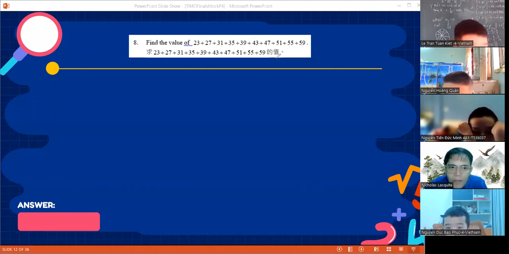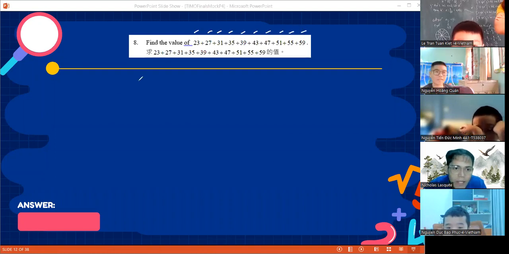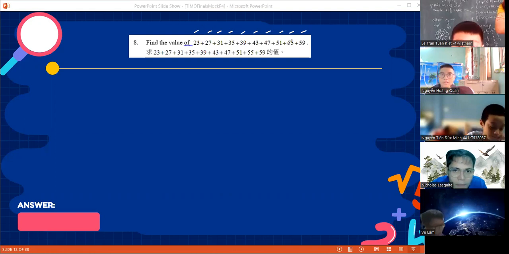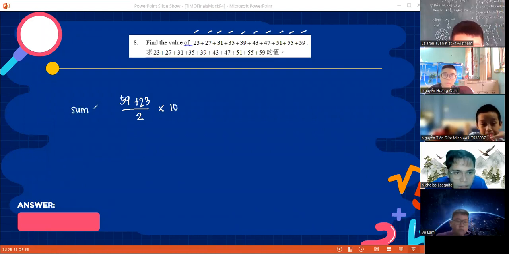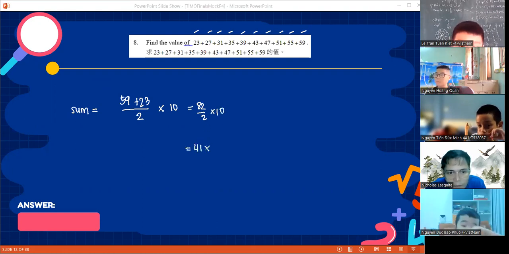Since we already know that the skip count is 4, we need to know how many terms. So 1, 2, 3, 4, 5, 6, 7, 8, 9, 10. So there are 10 terms. To get the sum, we take the average of the first number and the last number, which is 59 plus 23 divided by 2, and then times the number of terms, which is 10. So 59 plus 23 would be equal to 82, correct? This is going to be 82 divided by 2 times 10. So this is now 41 times 10. So the answer is 410.